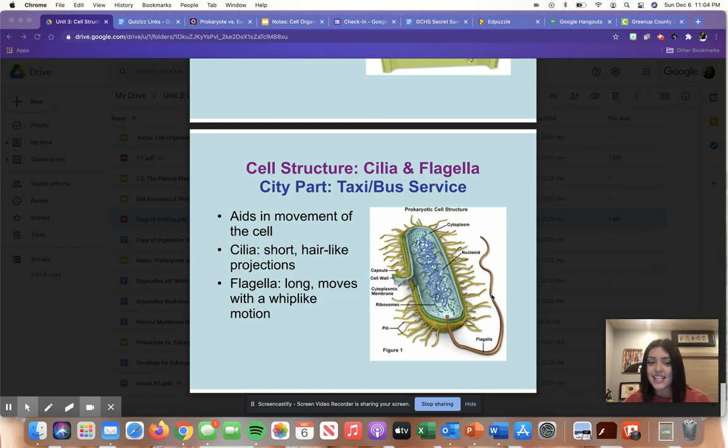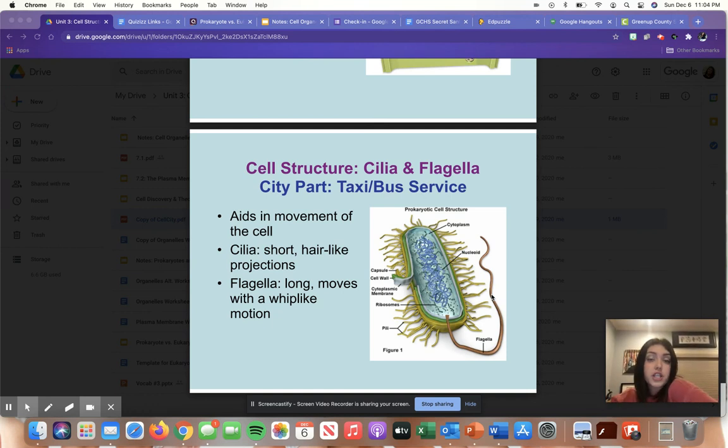So, with that being said, since those aid in the movement of the cell, they would be equivalent to the taxi or bus service found within the city. To get you from point A to point B, you may take a city bus. Well, to get a cell from point A to point B, it needs those cilia and flagella to help it move along. So this is just kind of a fun way for you to try to remember the different parts.